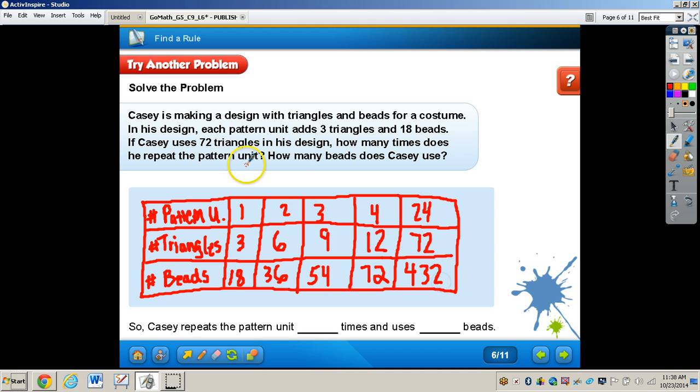432. Okay, so the question is, if Casey uses 72 triangles in his design, how many times does he repeat the pattern unit? We figure that out. That's going to be 24 times. And how many beads does he use along with that? 72 times 6 gives us 432 beads. So you can see how we organize the information using a table, and then we are able to find that pattern to solve that simpler problem, which was the question in the story problem.